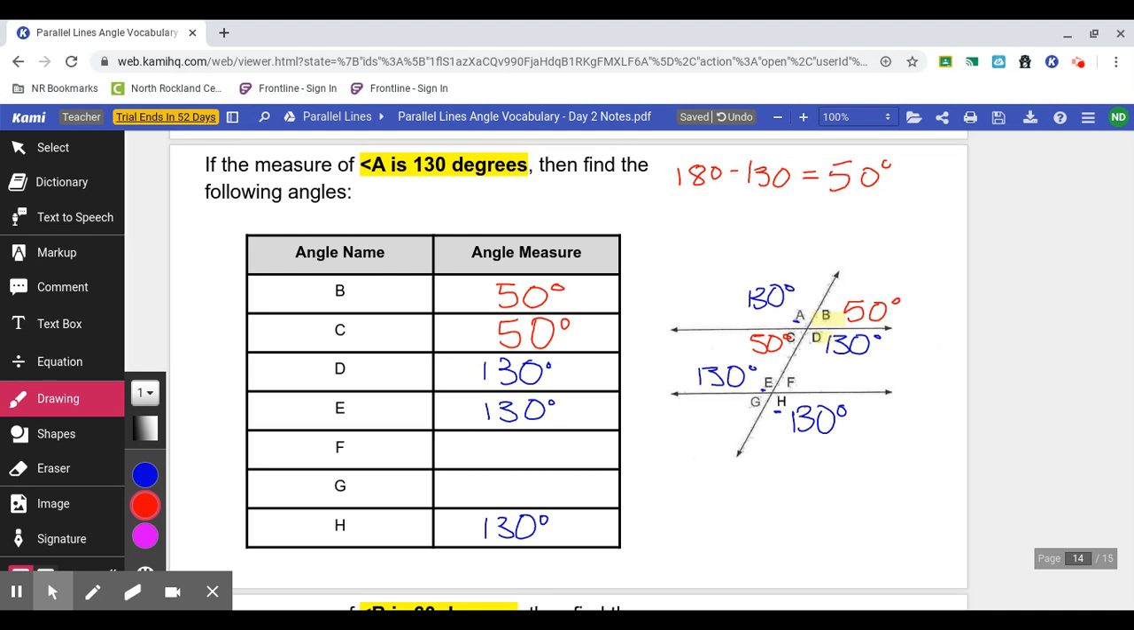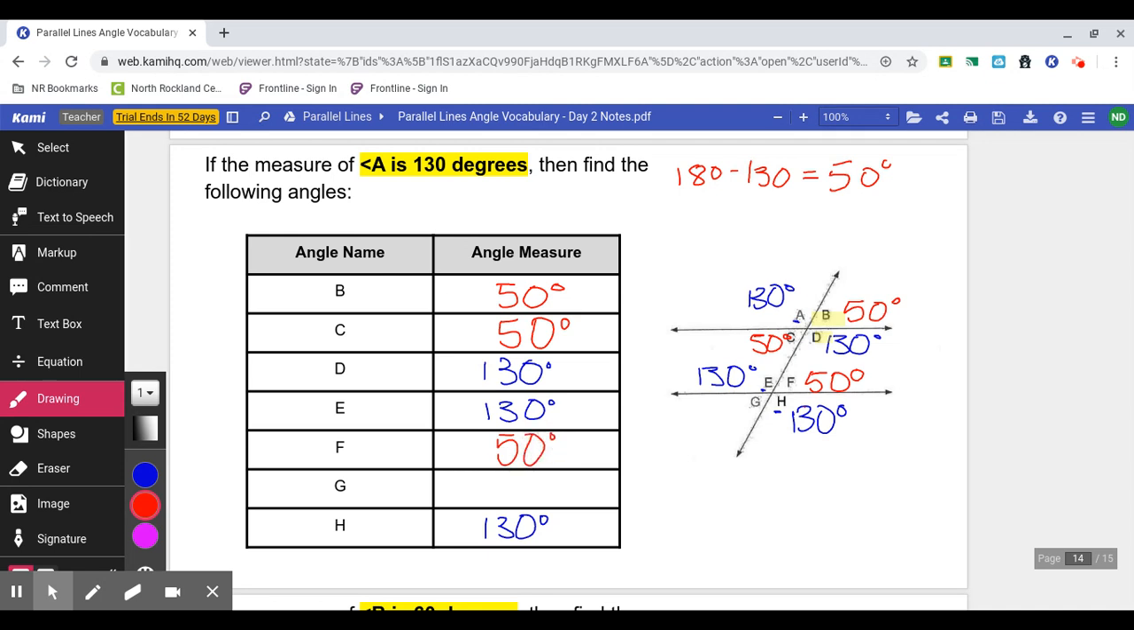I could do the same thing that I did up top. I know H and F are supplementary. So I could do 180 again minus 130 to get 50, which is angle F, or use your corresponding angle theory. Angle B and angle F are corresponding angles because they're in the same position. They're both on the top right. So they're equal to each other. So angle F is also equal to 50 degrees.